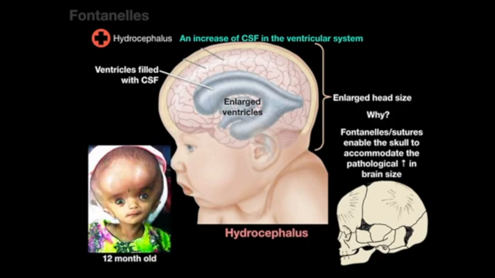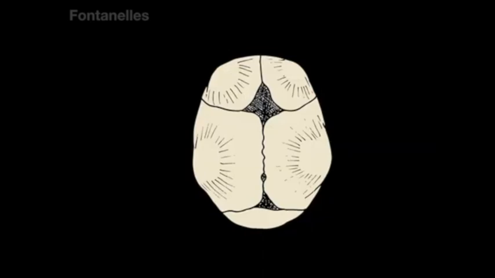So here's a 12-month-old little baby girl who has hydrocephalus, and look, the skull gets really big, and the fontanelles and sutures enable that accommodation. As I mentioned, in an adult, we just go into a coma because our sutures and our fontanelles are all ossified. Now, what would happen if the fontanelles never fused?